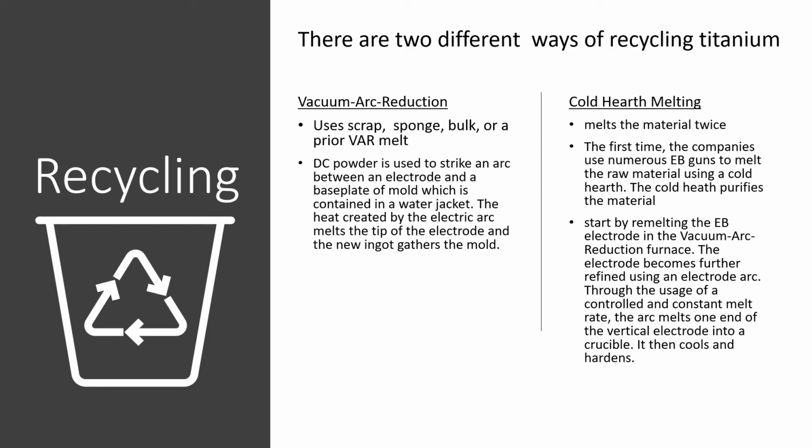This melts the material twice. The first time, the companies use numerous EB guns to melt the raw material using a cold hearth. The cold hearth purifies the metal, and then step 2 begins. They remelt the EB electrode in a vacuum arc reduction furnace. The electrode becomes further refined using an electrode arc. Through the usage of controlled and constant melt, the arc melts one end of the vertical electrode into a crucible. It then cools and hardens.